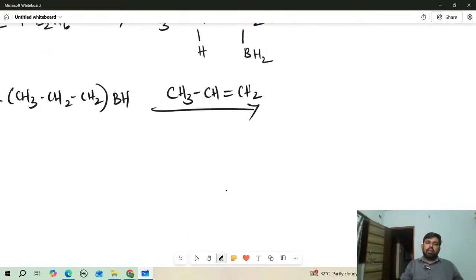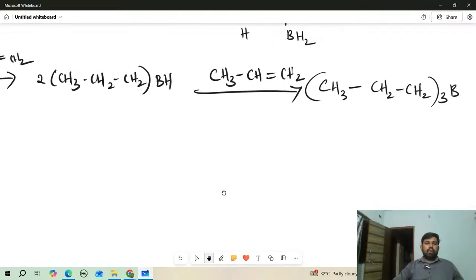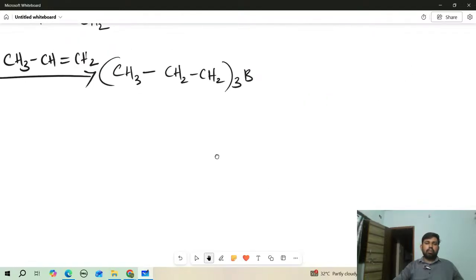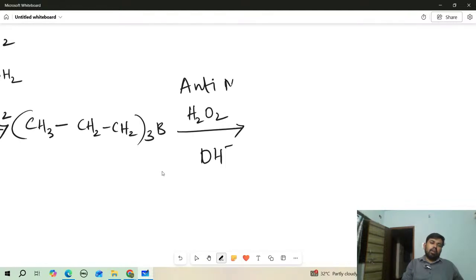what is it forming? It's forming CH3 CH2 CH2 three times attached to B. Now for this compound we are adding H2O2. The OH group we are attaching, and we are following the anti-Markovnikov syn-hydration rule.